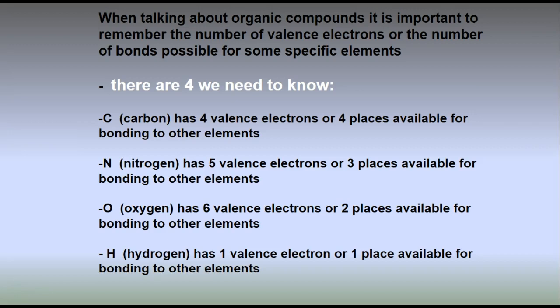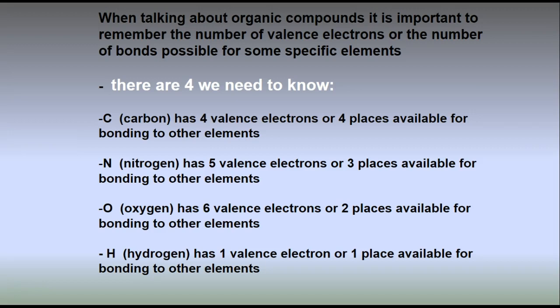So when talking about organic compounds then, it's important to remember the number of valence electrons or the number of bonds possible for some specific elements. So this is a review from Inorganic Chemistry, which is Chem 1, and it's very important that you have these rules memorized. So you should go ahead and make flashcards of these or have them put away somewhere. So these are the 4 that you really need to know.